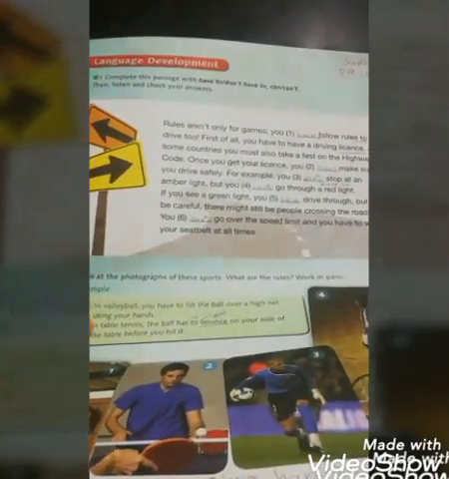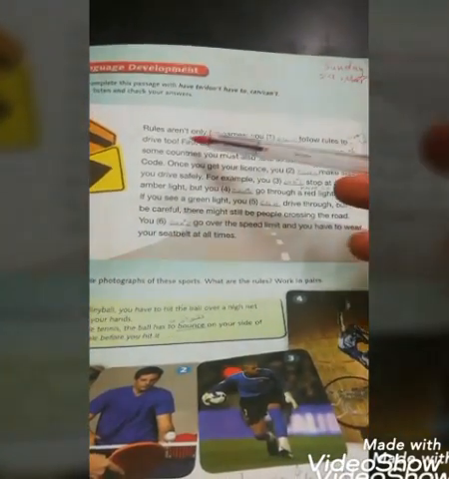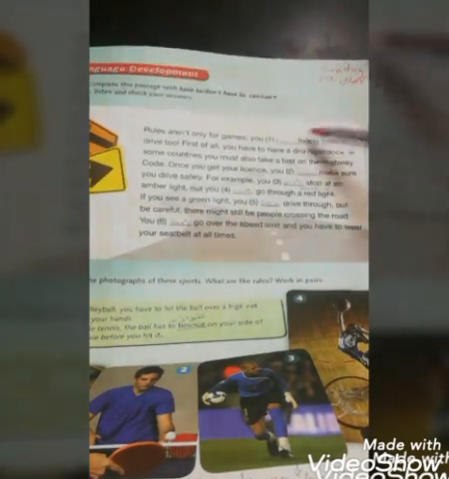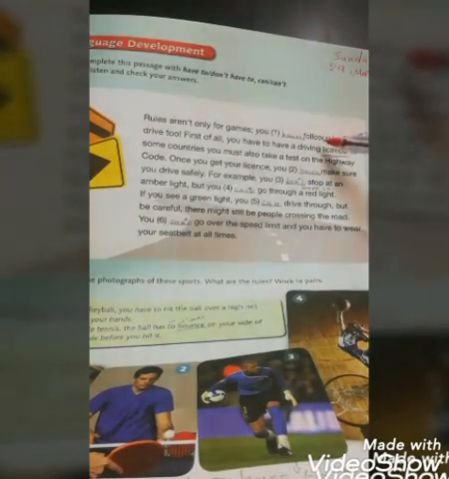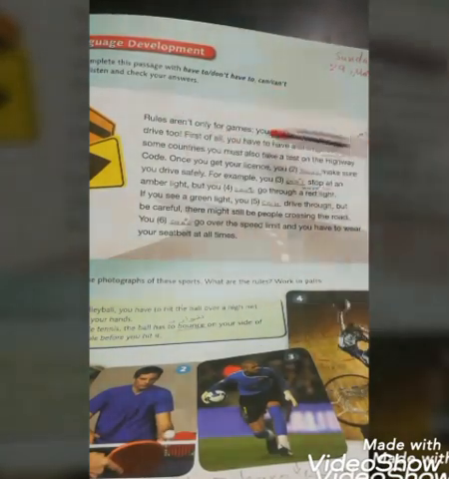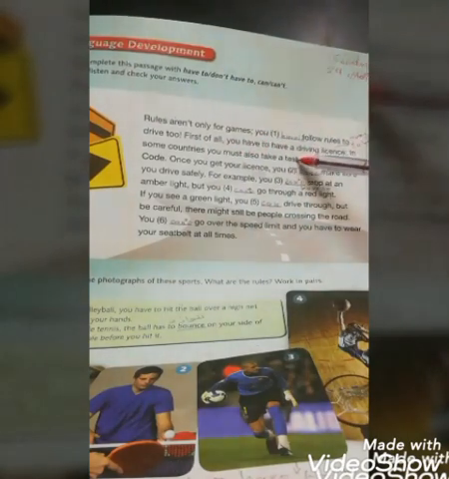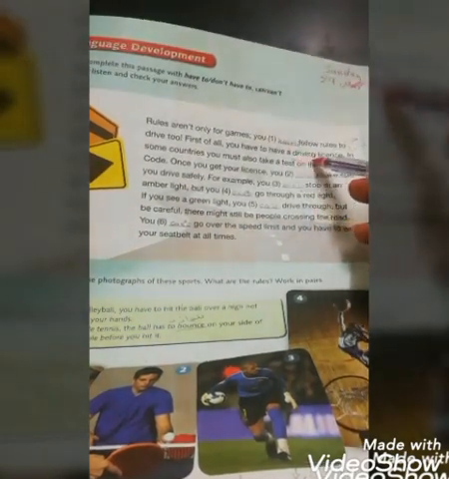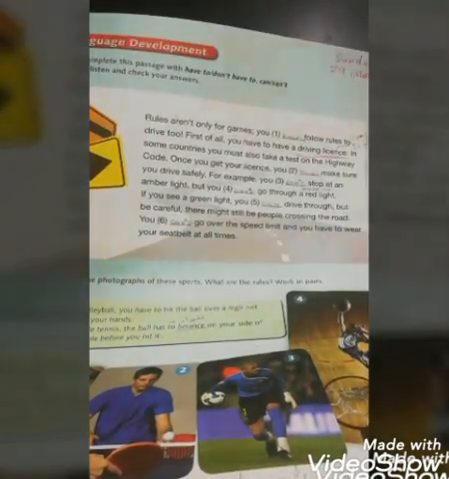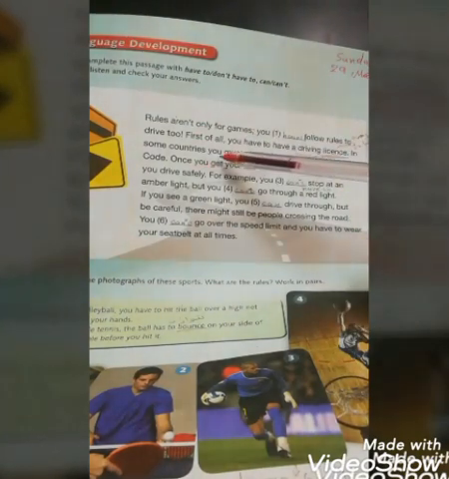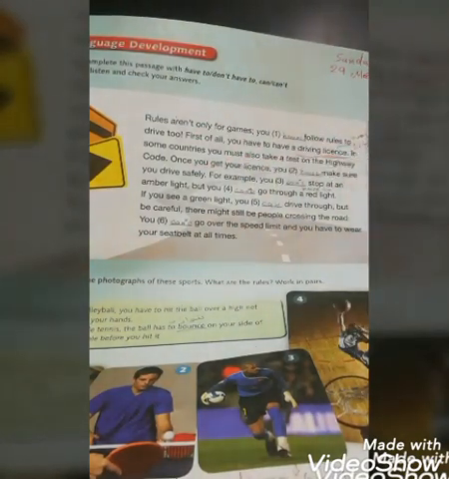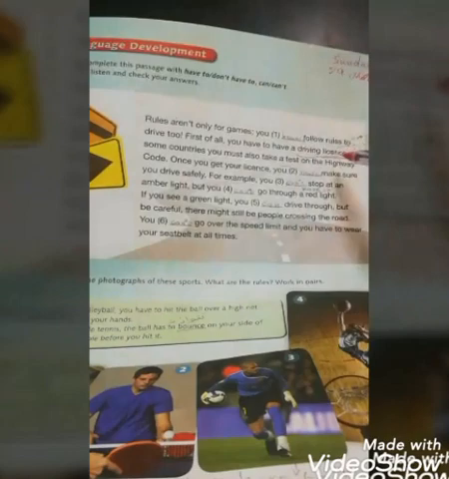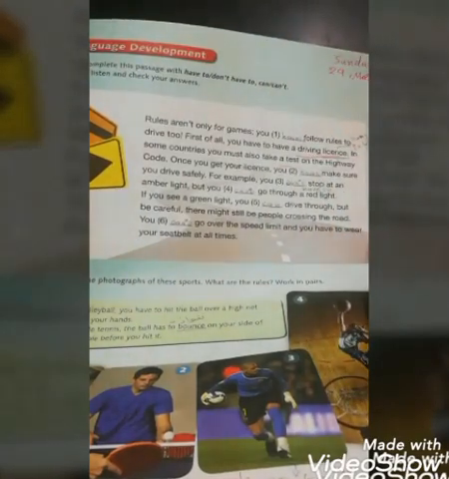Rules. Rules aren't only for games. You have to follow rules to drive. First of all, you have to have a driving license. Driving license, رخصة القيادة. In some countries, you must also take a test on the highway. You have to have a test on highway, على الشارع السريع، الأوتوستراد we call it.